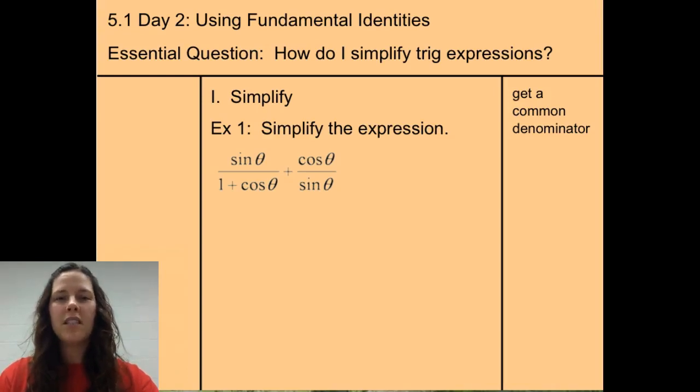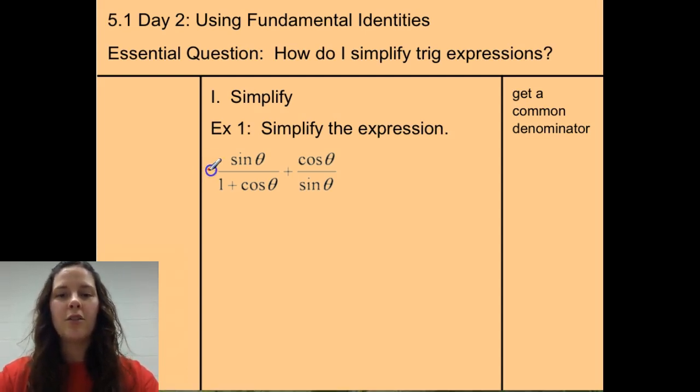We're spending more time on simplifying trig expressions, and they're getting a little bit harder. So if you look at our first example, we have a fraction plus a fraction. Of course, anytime you add fractions, you need a common denominator. Looking at the two fractions we have, their denominators do not have any factors in common, so you simply multiply each fraction by the other denominator.